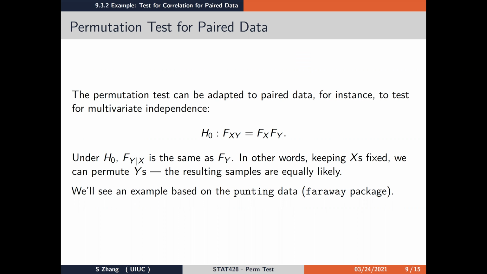In other words, if we keep x's fixed, in other words, unshuffled, we may permute our y's, and the resulting samples, xy's, are equally likely. We will see a concrete example based on the punting data inside the faraway package.